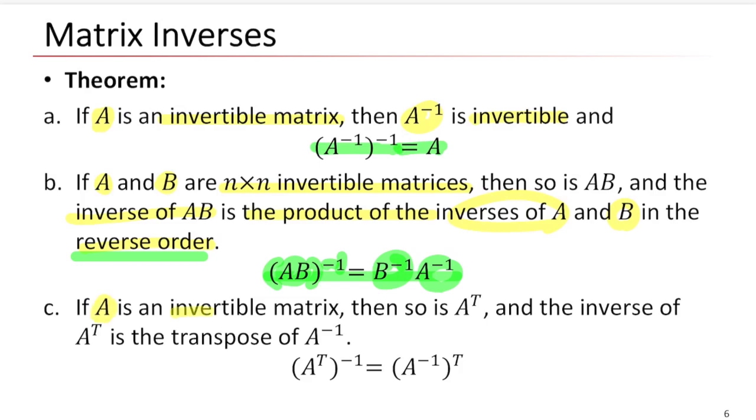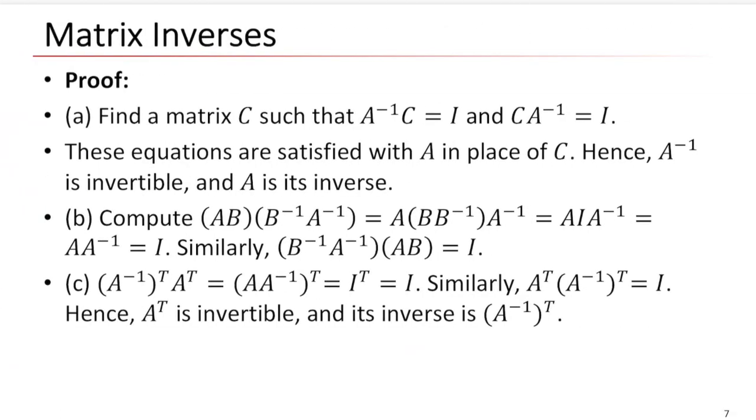If matrix A is invertible, then the inverse of the A transpose is the transpose of the A inverse. It means that the inverse of the A transpose is the transpose of the inverse of matrix A. Okay, this is the theorem related to the matrix inverses. Let's see the proof.